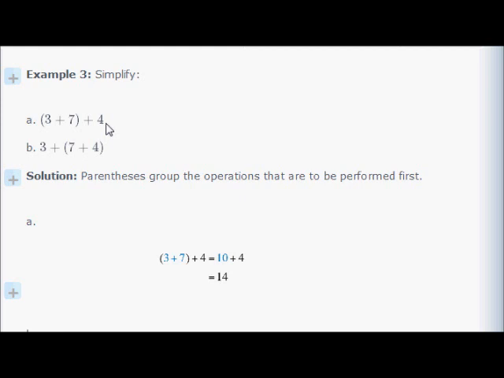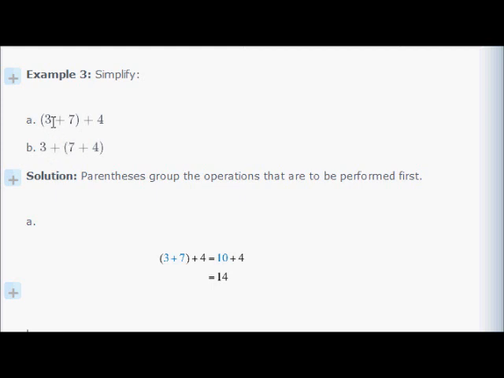Let's take another example. Let's say we have 3 plus 7, which are grouped together, and we're going to add on 4. That means we have to add these numbers together first because they're in the brackets. So 3 plus 7 and then add on 4. 3 plus 7 is 10. So you have 10 plus 4, and that's 14.